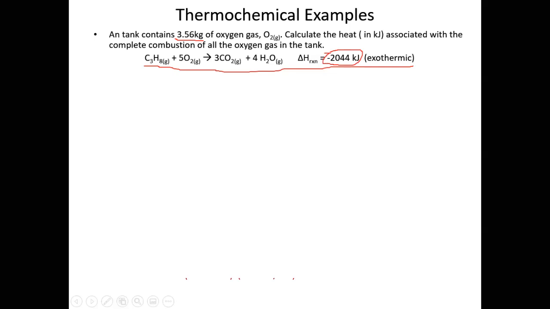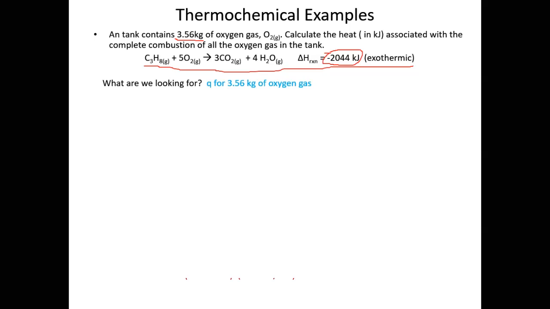For 5 moles of O2 that combust, this much heat is produced. For 3 moles of CO2 that is produced, this much heat is released. And for 4 moles of steam that is produced, again, we produce 2,044 kilojoules of heat. So now some important things here. What we're looking for is the heat.